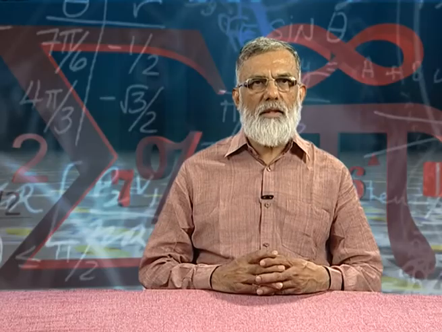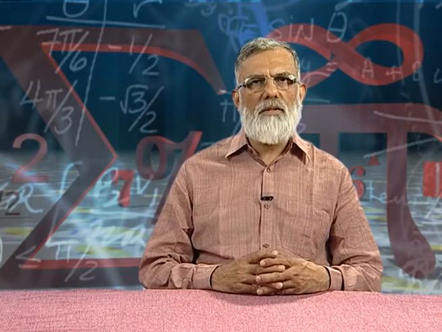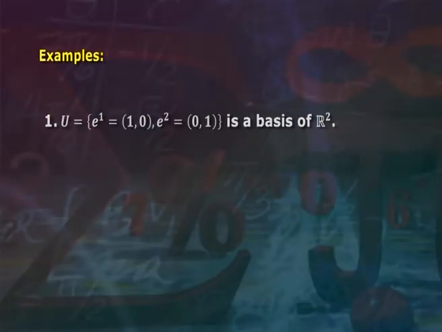Basis: a subset of R^n is said to be a basis for R^n if it is a linearly independent set and it also spans the whole space R^n. Example: 1. U equal to {e1, e2}, where e1 is equal to (1, 0), e2 equal to (0, 1), is a basis of R^2.